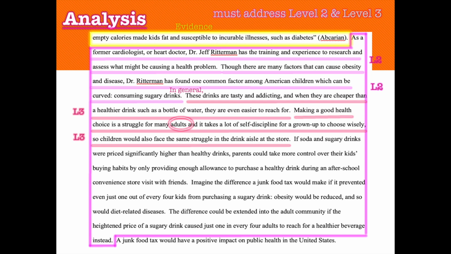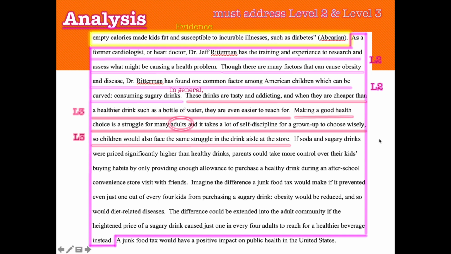But a lot of times in those situations, it's a moment where a kid has a choice, and they would also face that same struggle in the drink aisle. If an adult has trouble with that self-discipline and picking a healthier drink, like I can speak firsthand, we certainly do, kids would also face that as well.